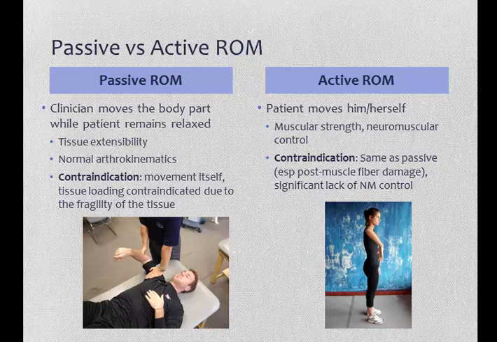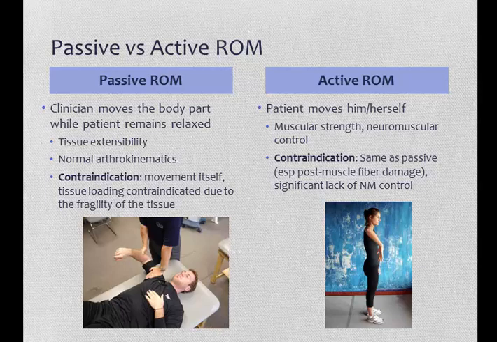There are two different kinds of range of motion that we could measure and incorporate during the rehab process. Passive range of motion is the one where the clinician is going to stabilize the patient's body and move the body part for them, and the patient is going to remain relaxed. What we are looking at here mainly is how flexible the tissue is and its ability to extend, as well as the joint's normal orthokinematics. Do you have those little teeny tiny motions in the joint for it to allow the gross motor movement?